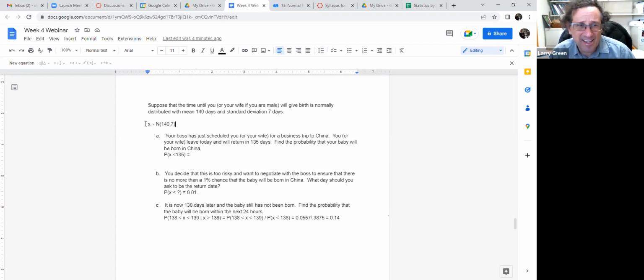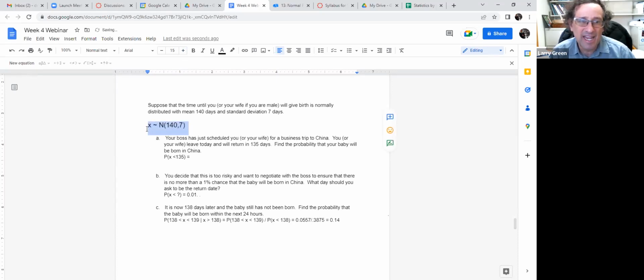So the first thing is I can write down this. This is the way to write down this normal. This announces that we have a normal distribution. This announces that the mean is 140. This announces that the standard deviation is 7. Any questions on the notation?